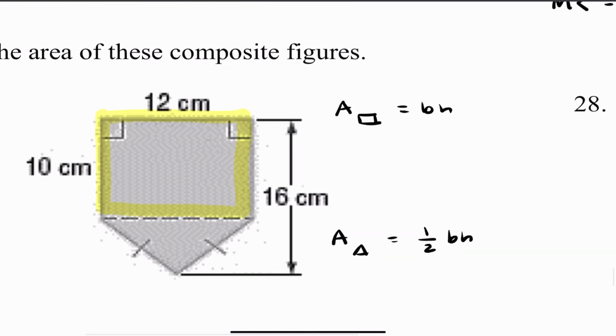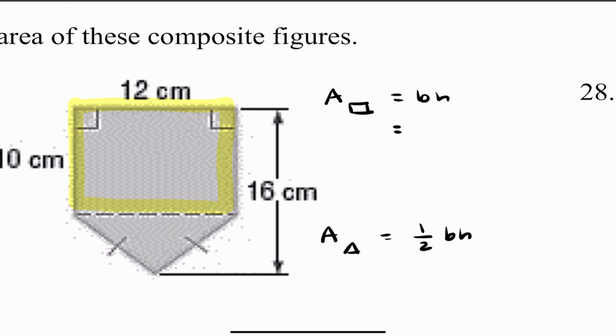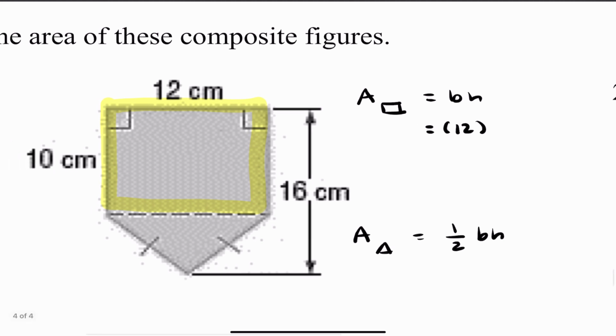So let's say that 12 is the base. It doesn't matter which one's the base or the height for this one because you're still going to get the same answer as long as you know that the two segments are perpendicular to each other. 12 and 10 are perpendicular to each other. So 12 times 10, what's 12 times 10? That's 120. Oops, silly me. 12 times 10 is 120 centimeters squared.